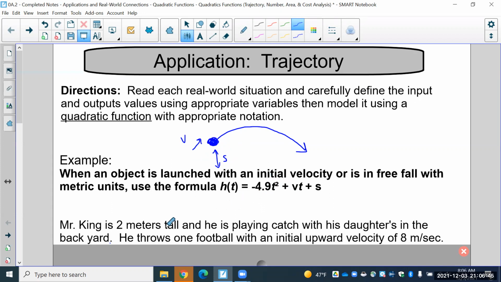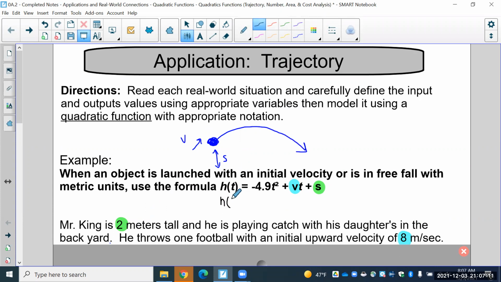All right. And so in this particular problem, Mr. King is 2 meters tall and he's playing catch with his daughters in the backyard, and he throws a football upward with an upward velocity of 8 meters per second. If you take a look at what's happening here, Mr. King being 2 meters tall is simply going to go here. And then the velocity of 8 meters per second will simply go there. And the other pieces really won't change much as long as we stay on Earth.